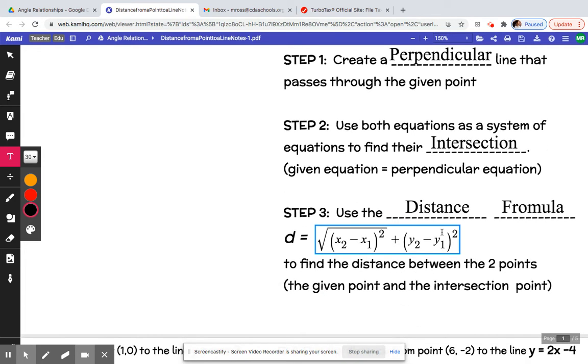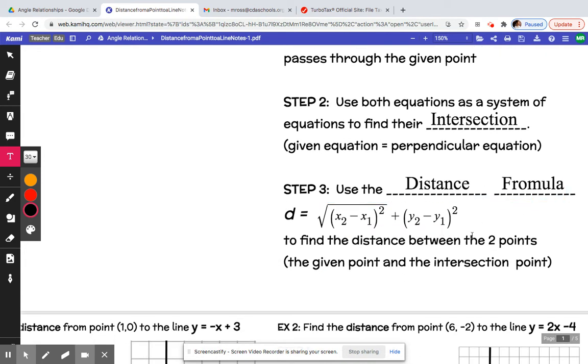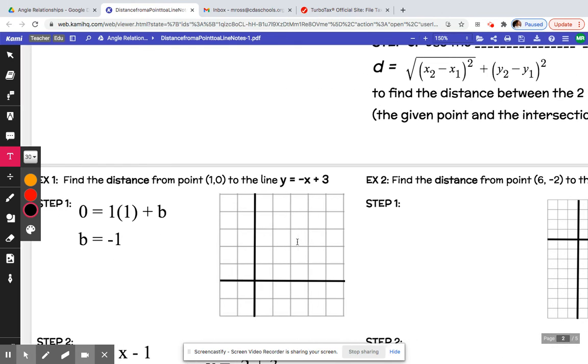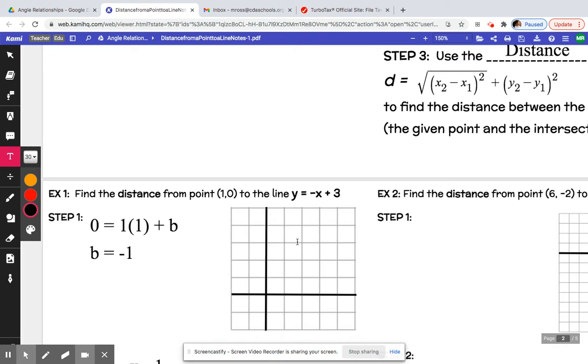Then from there, we use the distance formula with the new point you just found and the point given to you to find the distance between the point and the line. Let's go down and look at an example, because I think that'll help you understand this a little better. Example one says, find the distance from the point (1, 0) to the line y equals negative x plus 3.